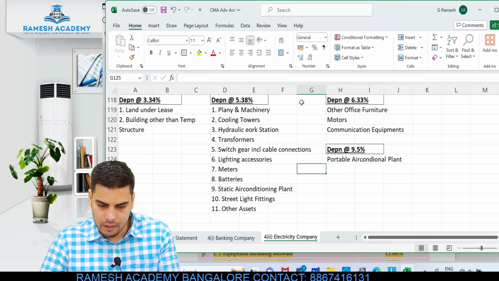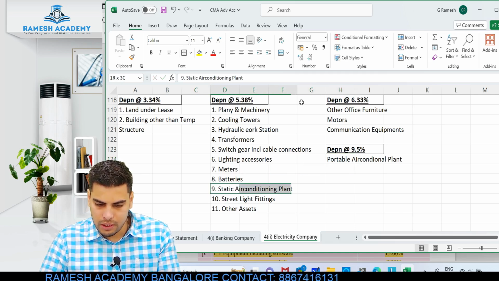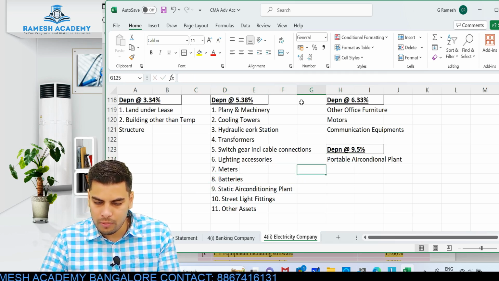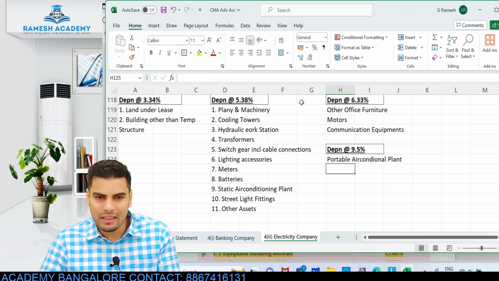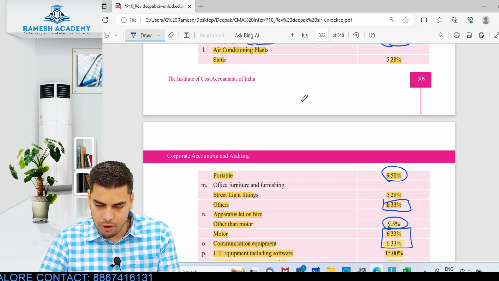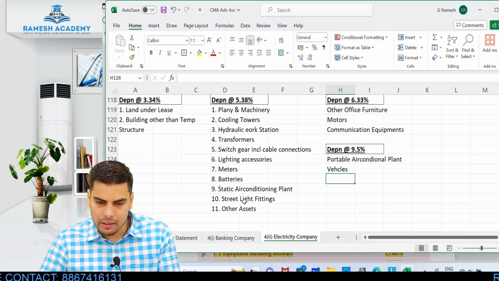Portable air conditioning plant. Okay, so here, if you see, it is static, that would be stagnant, that will not be able to move. Whereas a portable air conditioning plant would be anything which will be moving. Same way with respect to vehicles. Vehicles also move, right? Okay, we'll be charging 9.5%. Okay, so apparatus let on hire.